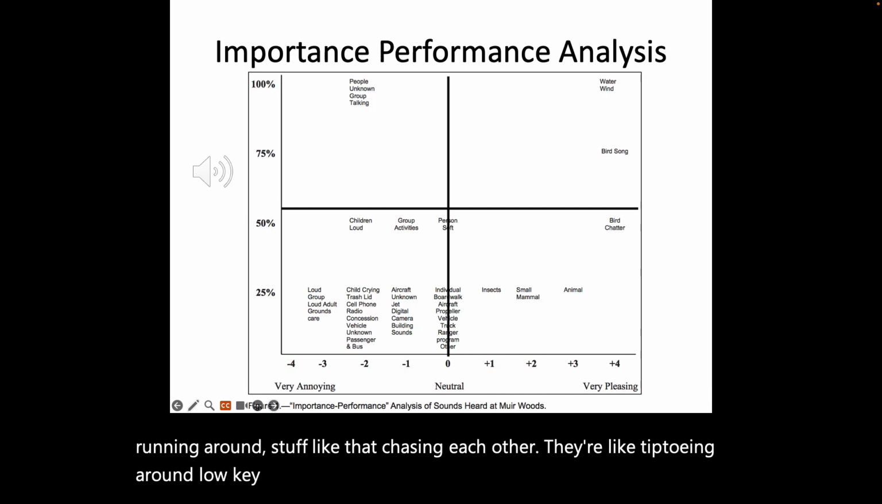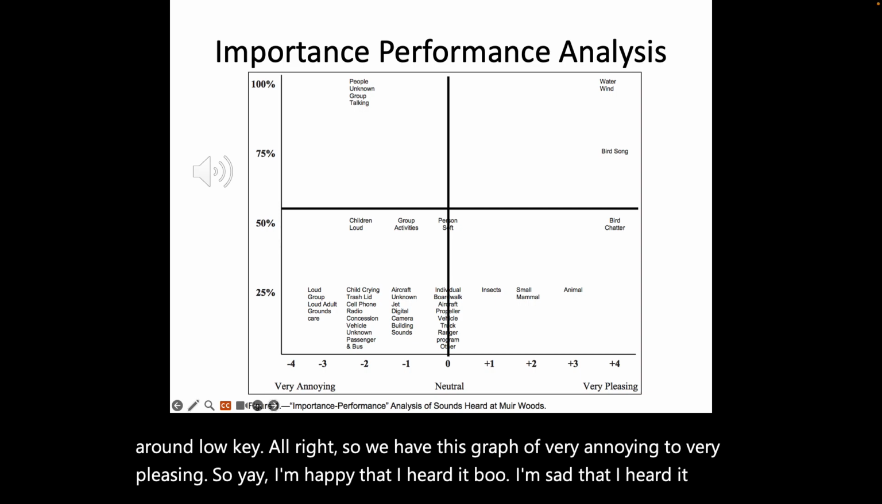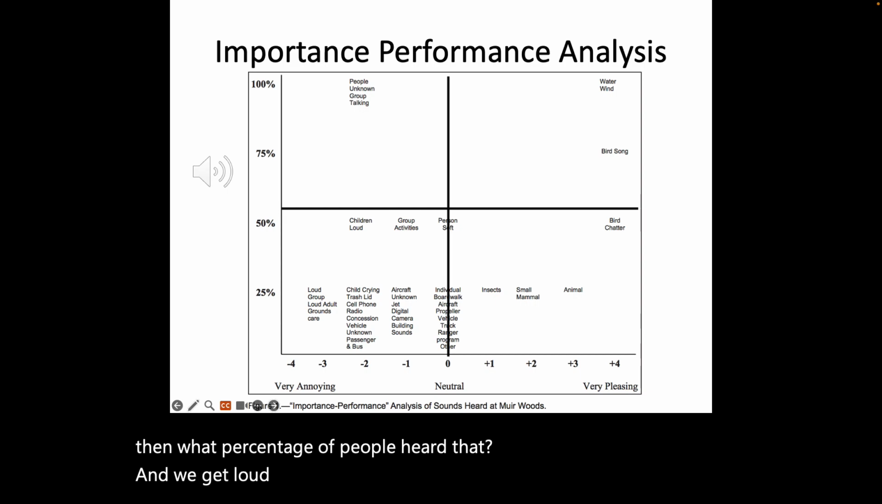All right, so we have this graph of very annoying to very pleasing. So yay, I'm happy that I heard it. Boo, I'm sad that I heard it. And then what percentage of people heard that? And we get loud group, loud adult, grounds care.